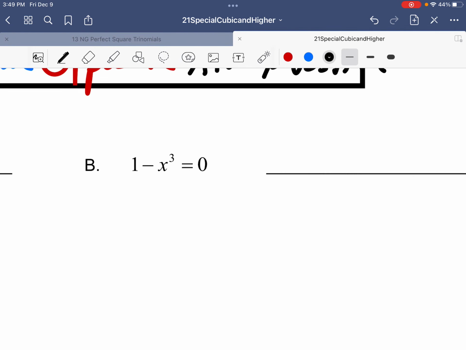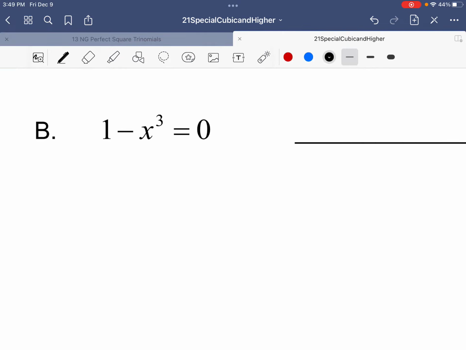Now, this equation, or excuse me, this expression is an equation. It is equal to 0. So we're going to factor it, but we're going to factor it so that we can eventually solve it. Difference of cubes, right? Difference of cubes. Where did 1 come from?